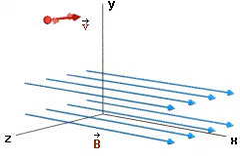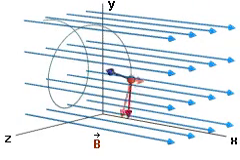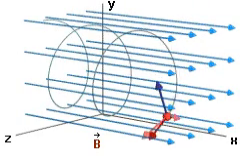Because the magnetic force is always perpendicular to both the field and velocity of the particle, only the perpendicular component of the velocity determines the Lorentz force on the particle. The particle's velocity component, parallel to the field, is constant.